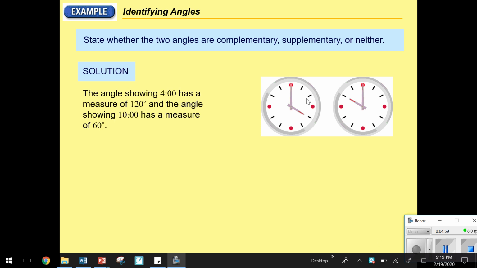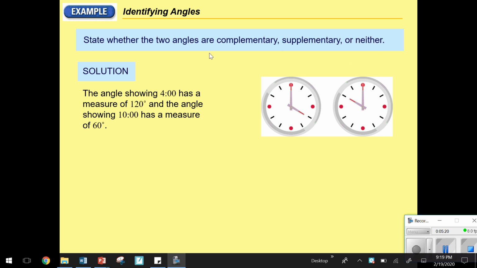Hopefully you figured out that the 4 o'clock clock is showing that you went 120 degrees, and the 10 o'clock is showing you that you went 60 degrees. So we know if this one is 120 and this one is 60, and my directions want to know, are they complementary, supplementary, or neither?